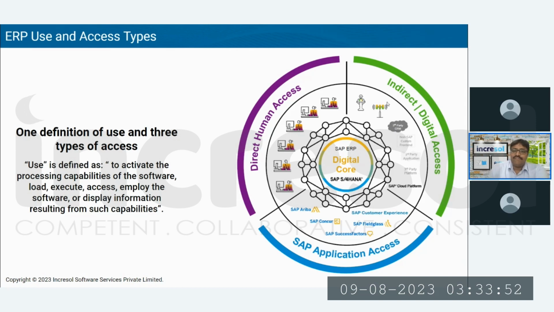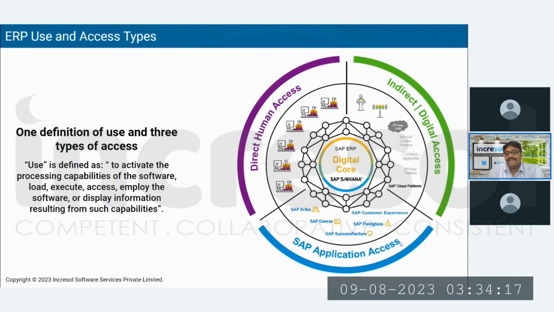So there are different types of access under SAP. You already know the direct human access. That is nothing but you log in using your SAP GUI or SAP Fiori Launchpad, or different ways of logging in dialogue. Your users can log into the system and perform their day-to-day activities. That comes under the direct human access category.